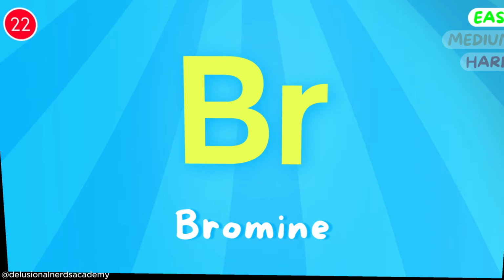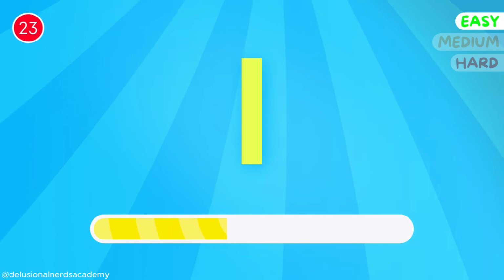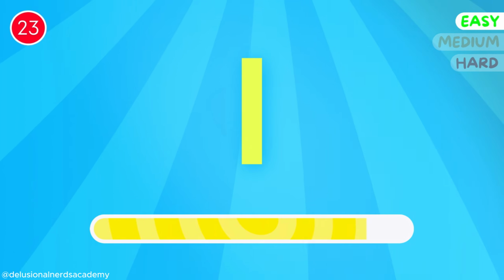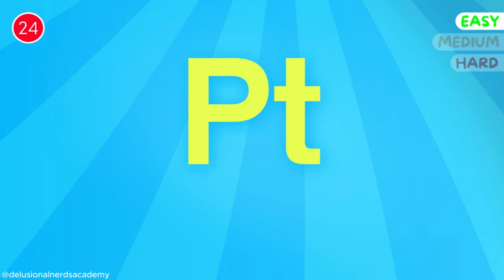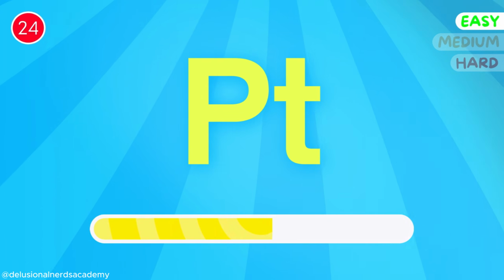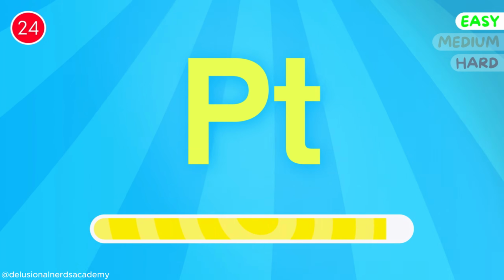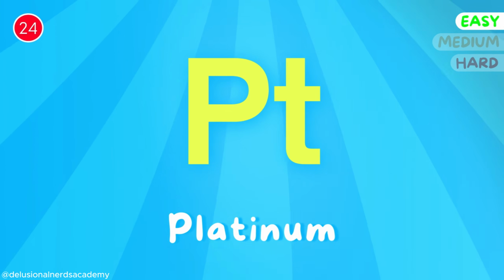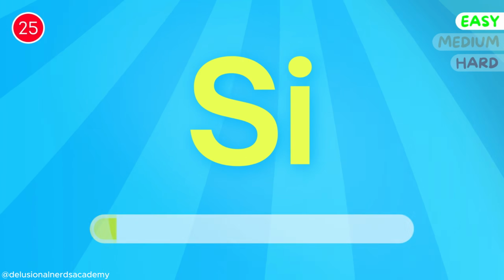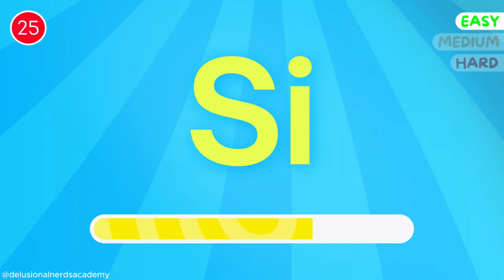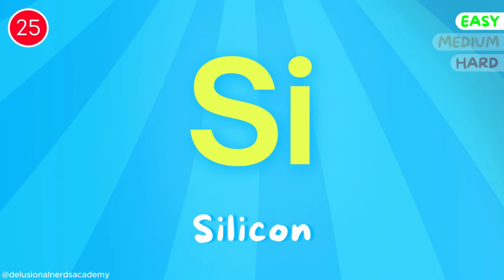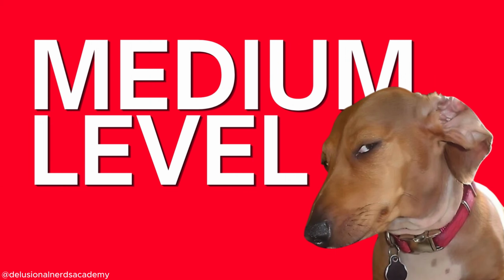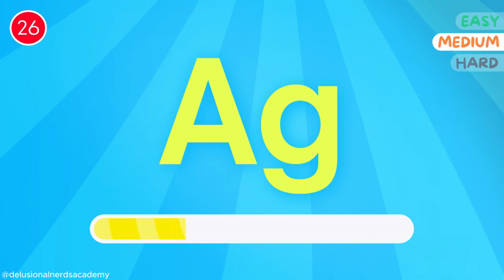Bromine. What element is this? Iodine. Platinum. What element is it? Silicon. Now get ready for the medium level. Can you guess the name of this symbol?